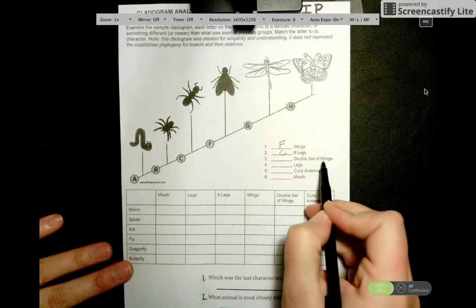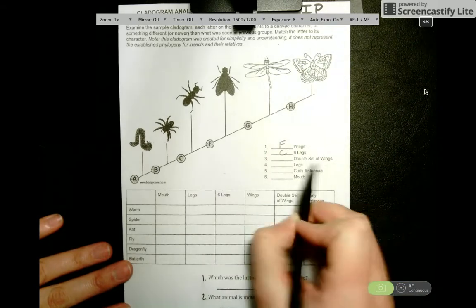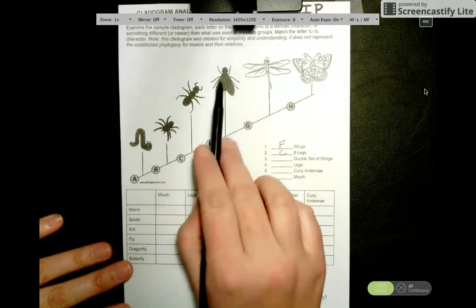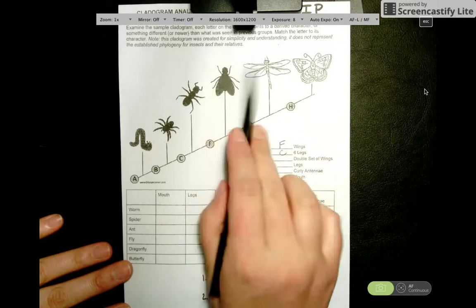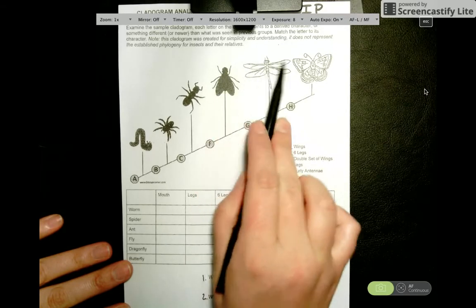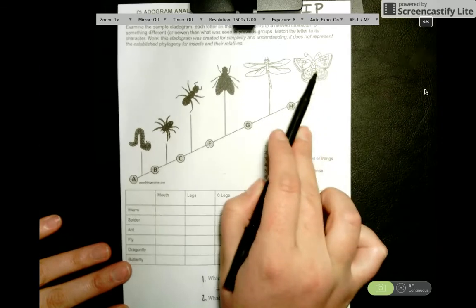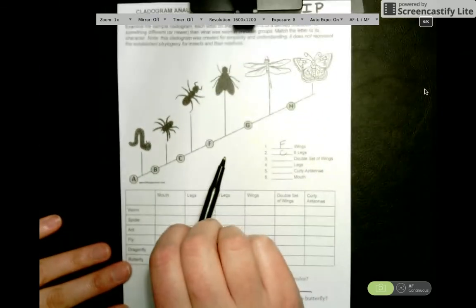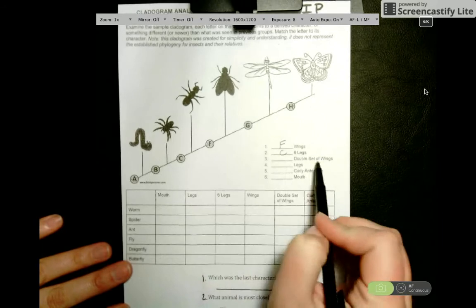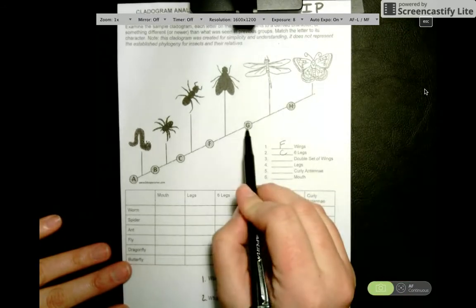A double set of wings. So that just means like it has 2 separate wings. This would have 1 set. This would have 2 sets because there's 2 wings on each side. This would have 2 sets because there's 2 wings on each side. So I would say double set of wings evolves here at G.